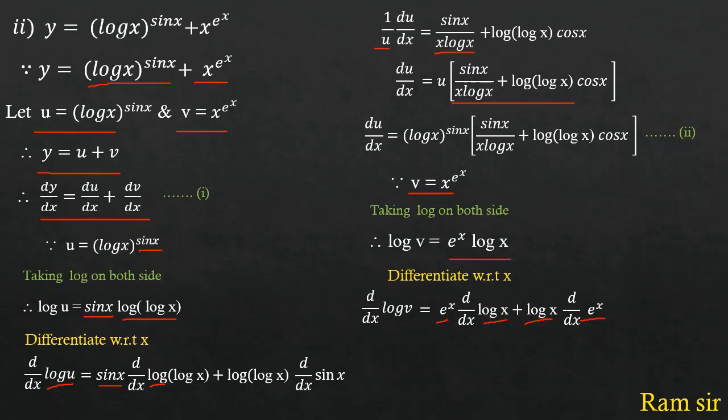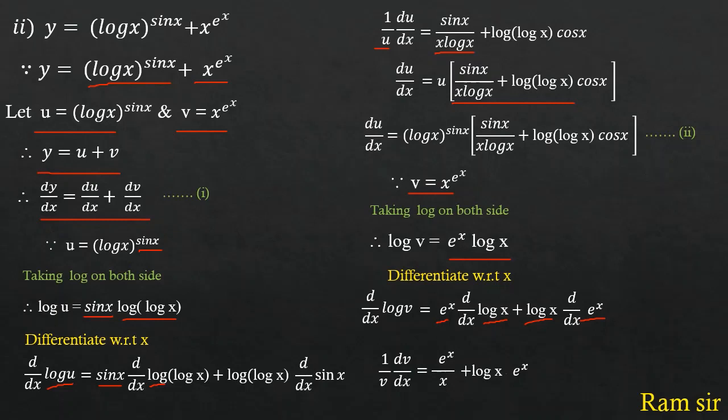Now we'll take the derivative of our question. Derivative of log v is 1 upon v, and then derivative of v is dv by dx. Derivative of e raised to x we write as e raised to x. Derivative of log x is 1 upon x plus log x as it is, and derivative of e raised to x is e raised to x as it is. So we are getting the answer: 1 upon v into dv by dx is equal to e raised to x upon x plus log x multiply by e raised to x.